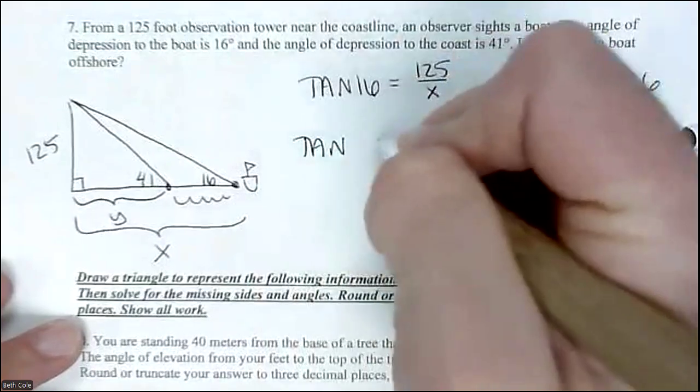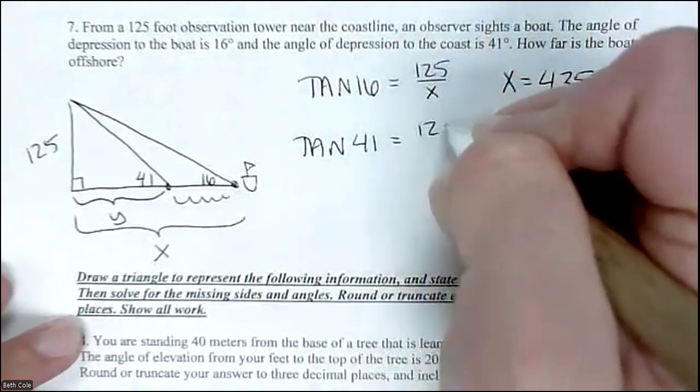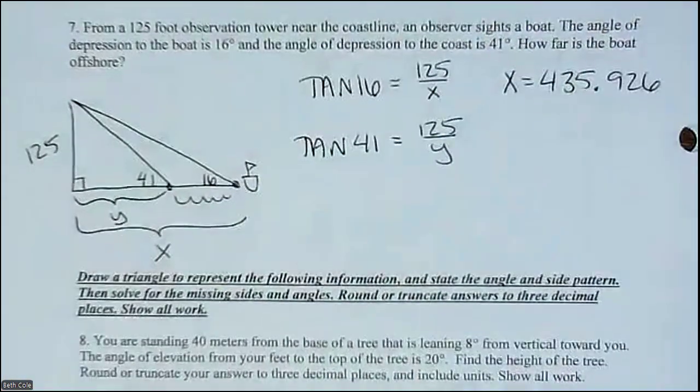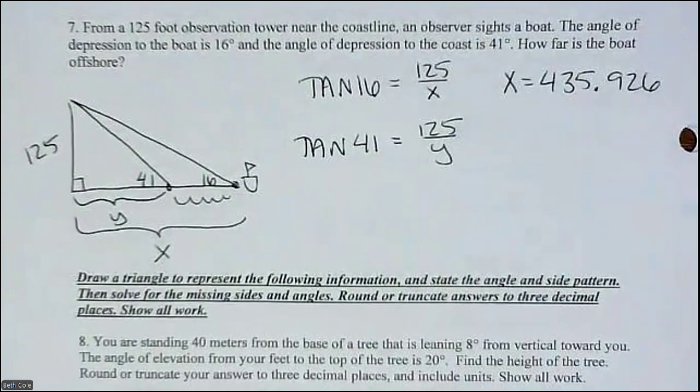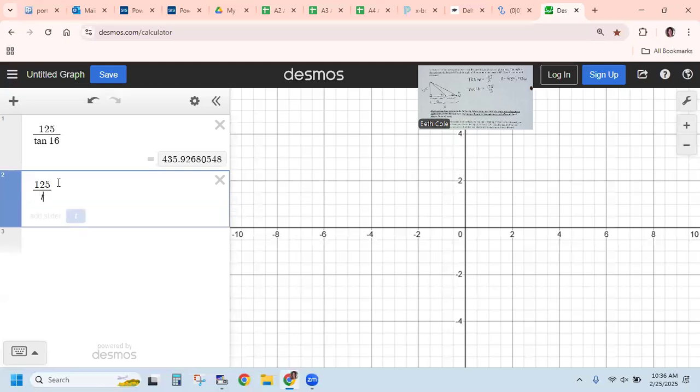And so it's going to be practically the exact same thing, but with the 41 instead of the 16. You see what I did there? Yes, and you're ahead of me, so just hold on a second. So I'm going to go back and type that in. 125 divided by tangent of 41. I get that it's a two-part problem, but do you see that we basically just did the exact same thing twice? Exact same thing twice. All right, so go ahead and write that one down.